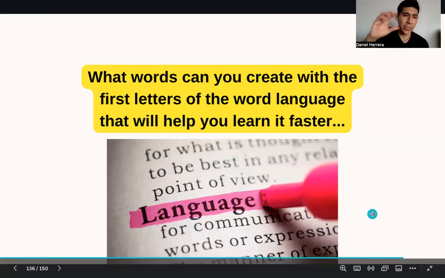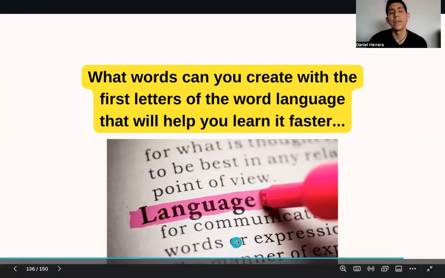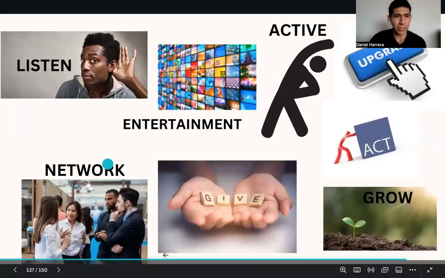Entonces, language. Now we're going to create an acronym with this word language. And an acronym is just new words that we're going to branch out from each of the letters that we already have in language. Actually, 8. So 8 words. So we're gonna come up with 8 strategies, 8 tips to learn a language with the language word itself. Kind of funny, right? Let's see.